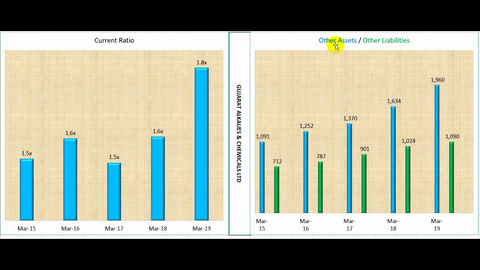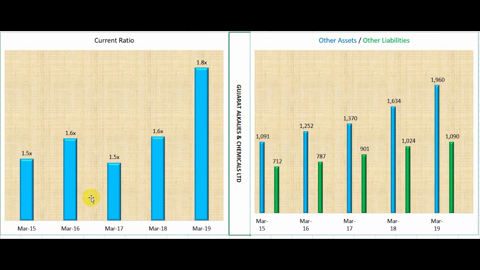So we want the company's current assets to be at least equal to current liabilities so that it can pay off those liabilities which will be arising in this year with the current assets that it has on its books by selling those. So we want the current ratio to be more than 1 times, meaning current assets should be more than the current liabilities.